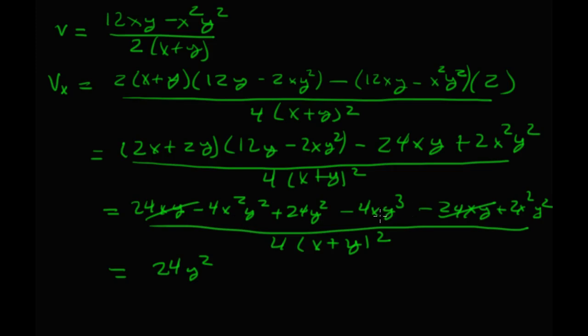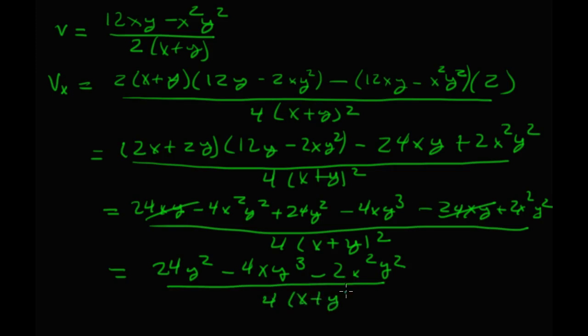Let's see, minus 4 of these, so that's minus 4xy cubed. And then, let's see, I think I end up with 2 minus 2x squared y squared all over 4x plus y squared, right? Okay, so let's bring that to the next page.